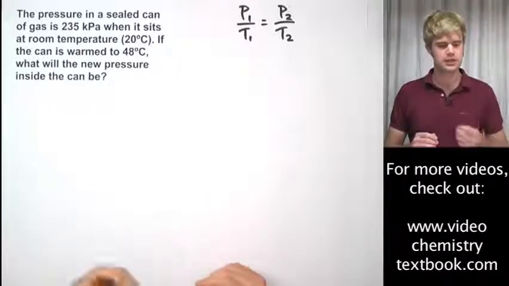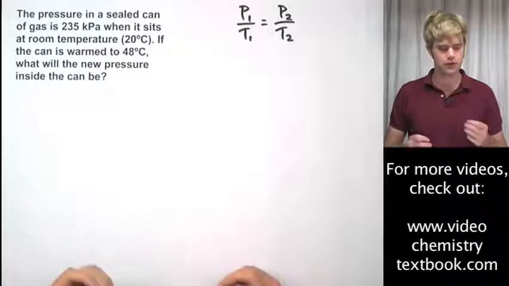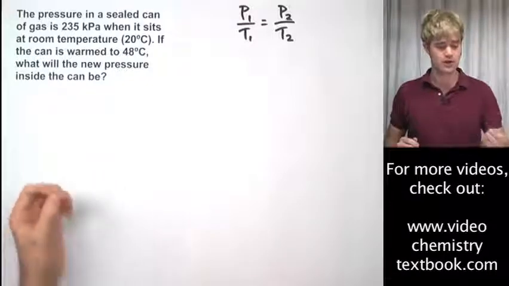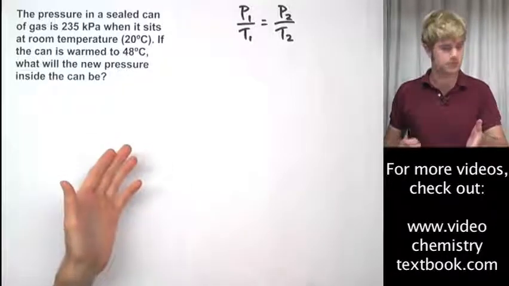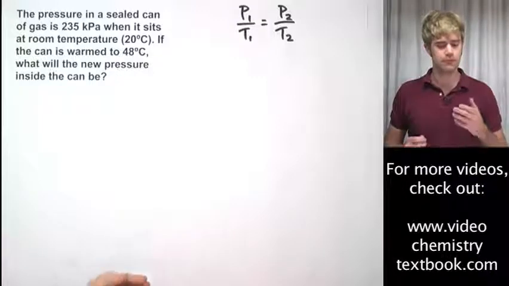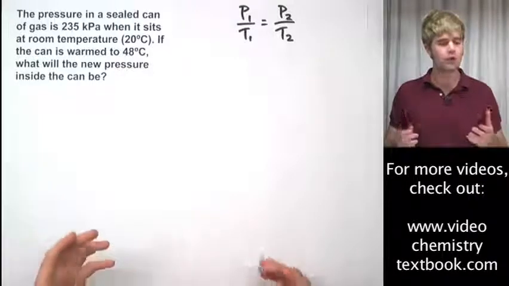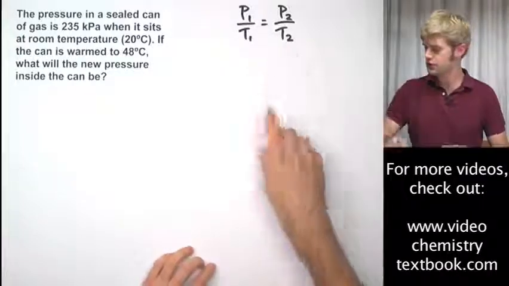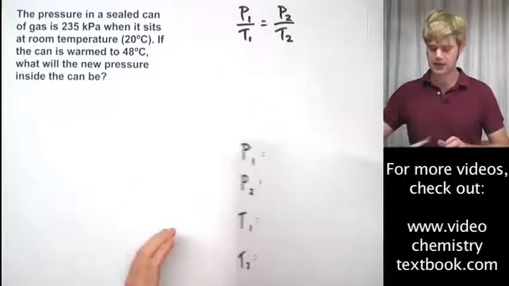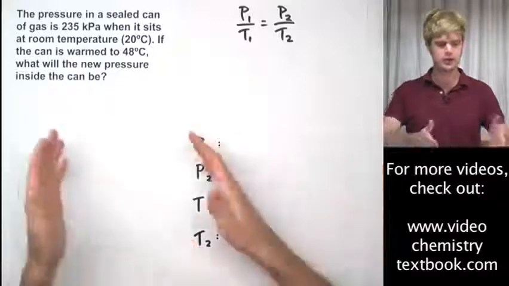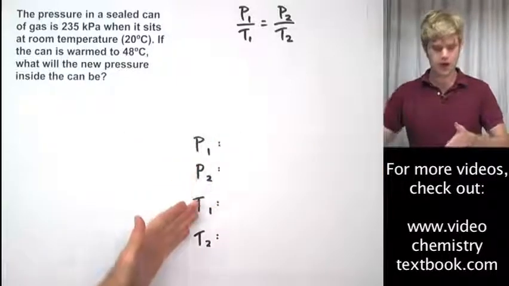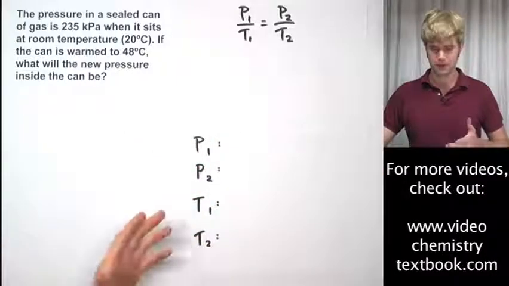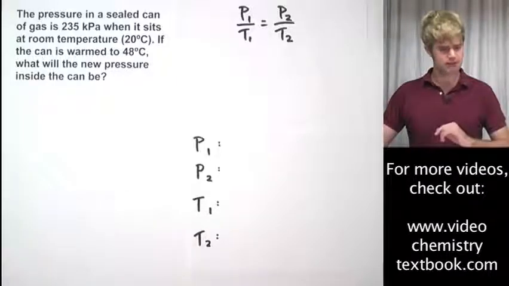Okay, so here's a practice problem. The pressure in a sealed can of gas is 235 kilopascals when it sits at room temperature, 20 degrees Celsius. If the can is warmed to 48 degrees Celsius, what will the new pressure inside the can be? So we're going to use this equation, and when I'm attacking these gas law problems, the first thing that I like to do is make sure that I know what all my variables are.